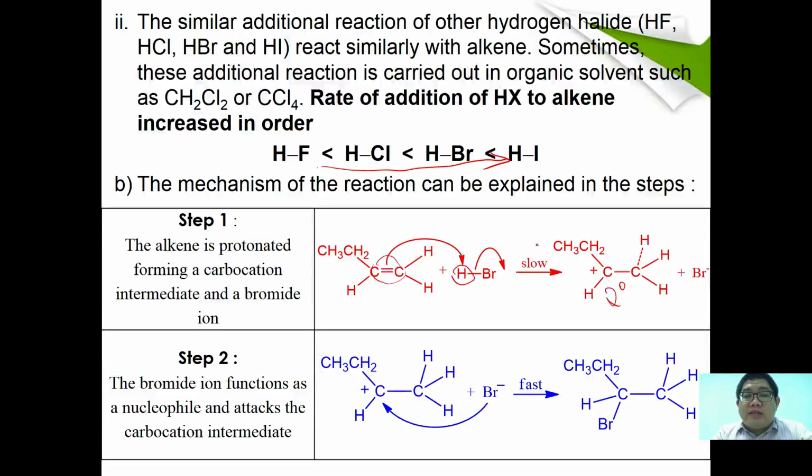Note that this is a slow step, the rate determining step, followed by step 2, where the negatively charged bromide ion will attack the positively charged carbocation. This is a fast reaction, and eventually this is how you form 2-bromo-butane in this case. These two-step mechanisms are very regioselective, and that is why 2-bromo-butane is the major product.